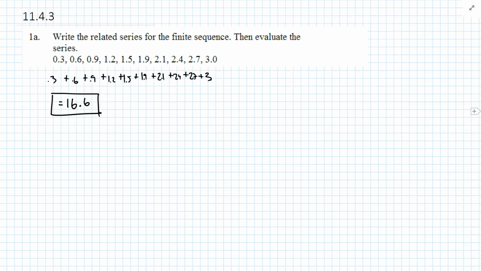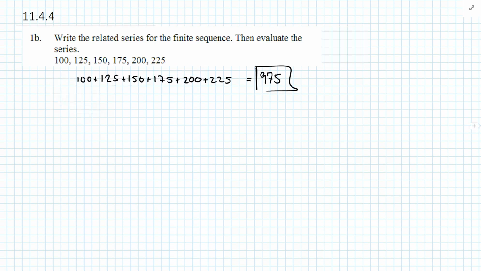Now write the related series for a finite sequence and then evaluate the series. It gave us 0.3, 0.6, 0.9, 1.2, 1.5, 1.9, 2.1, 2.4, 2.7, 3.0. We rewrote all that with plus signs, added it up, and we get 16.6. For 1B, same concept: write the series for the finite sequence and then evaluate. Put plus signs in between and set it equal. When you add 100 plus 125 plus 150 plus 175 plus 200 plus 225, you get 975.